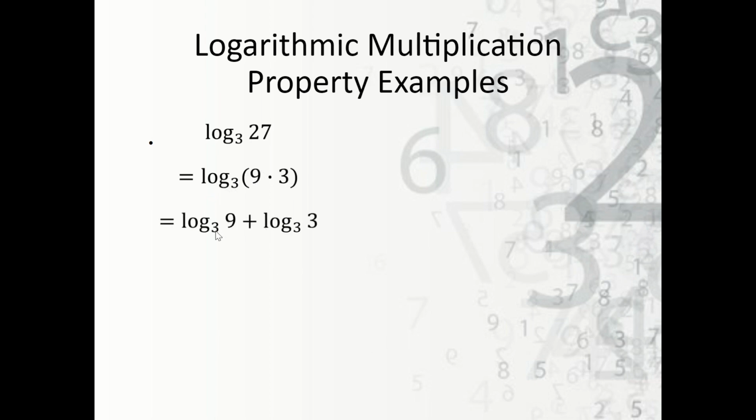Now, we can look at this and say 3 to the what power equals 9? Well, we know 3 to the 2nd power equals 9. And 3 to the 1st power equals 3. So that's 2 plus 1, which is 3. Now we can check this by just doing the logarithms. So 3 to the 3rd power is equal to 27, which is the same as what we ended up with here.